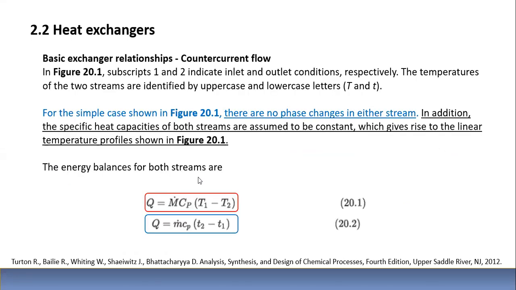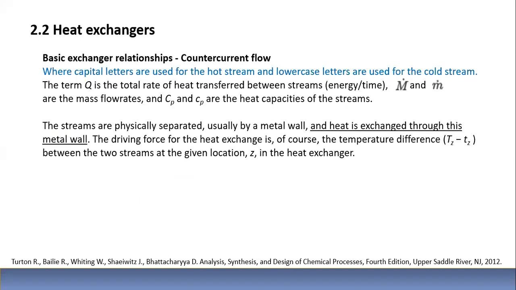Energy balances for both streams are just going to be MCP delta T for the hot stream and mcp delta T for the cold stream. You guys might remember this from fundamentals of heat transfer, so this is a review in a way. Capital letters are used for the hot stream and lowercase letters for the cold stream. The term Q is the total rate of heat transfer between streams, energy per time.